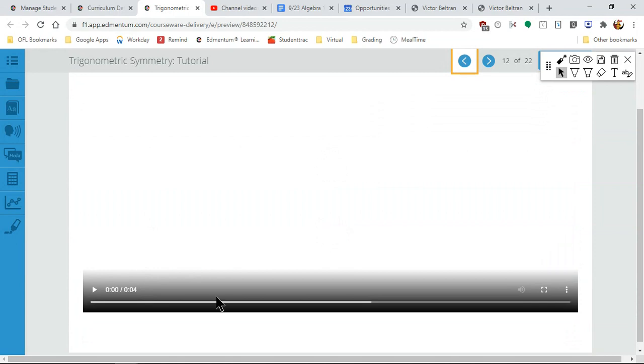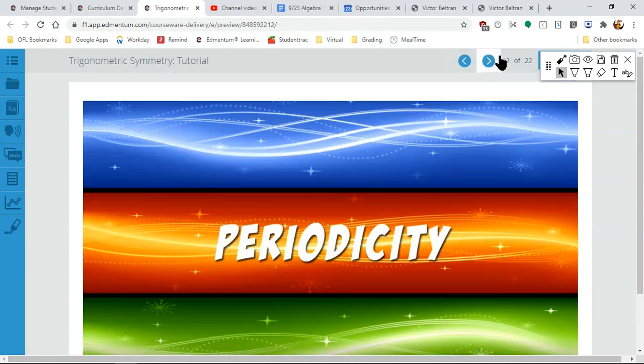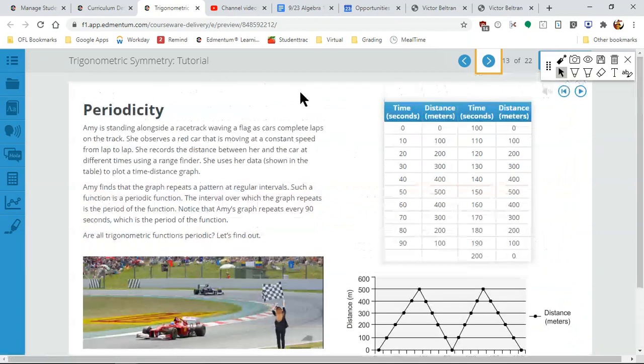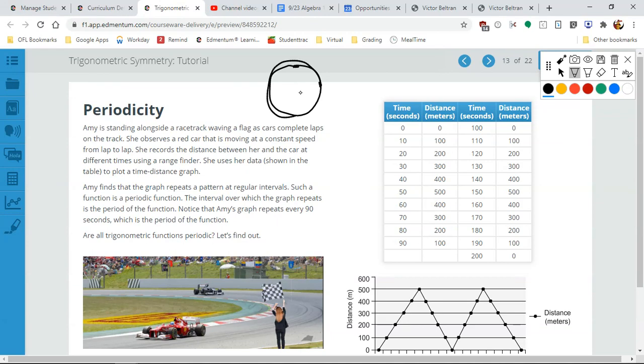Oh, it's a 4-second video. This is probably just the logo. Yep, periodicity. So periodicity is this idea of them repeating. I think I mentioned this before, this idea that the unit circle is always repeating. So if we go 360 degrees, it's going to repeat again after that.